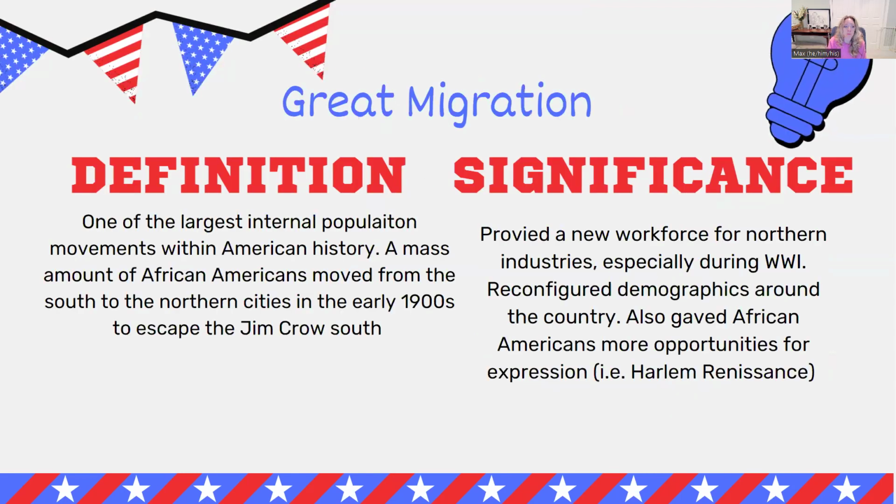Great Migration. One of the largest internal population movements within American history. It's a mass amount of African Americans moving from the South to northern cities in the early 1900s to escape the Jim Crow South if they can. It provided a new workforce for northern industries, especially during World War I, when a lot of those places are vacated because men are going off and fighting in war. It reconfigured demographics around the country. It also gave African Americans more opportunities for expression, such as the Harlem Renaissance in the 20s.